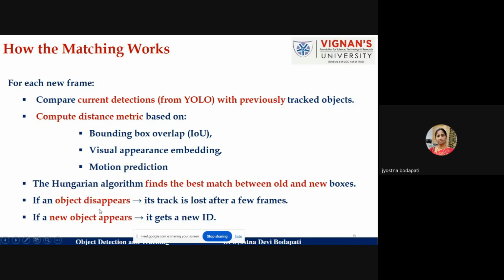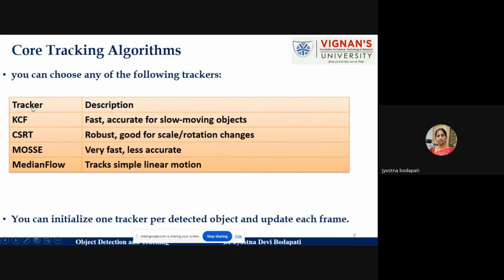And here the tracking algorithm we discussed is DeepSORT. In addition to that, you can try any of these tracking algorithms. OpenCV also supports KCF, CSRT, MOSSE or MedianFlow. Any of these tracking algorithms can be used along with the DeepSORT algorithm. And when to use what, you can go through it.